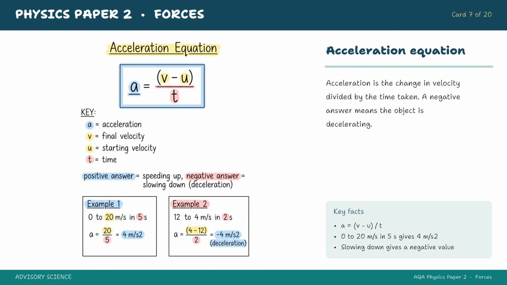In the exam, always start by writing down u, v, t, and a. Then identify the one you need to find before substituting the others into the equation.